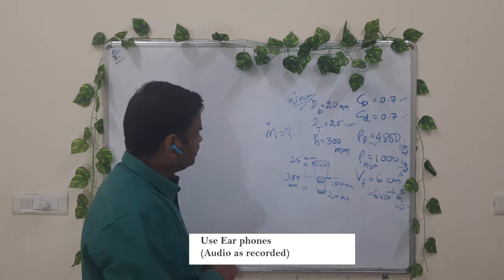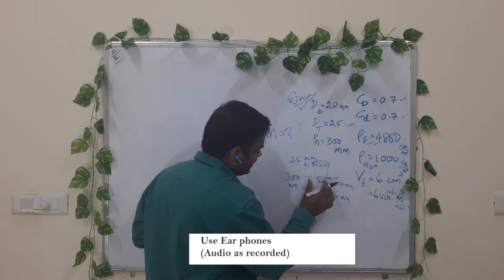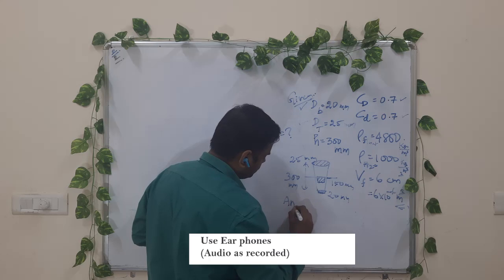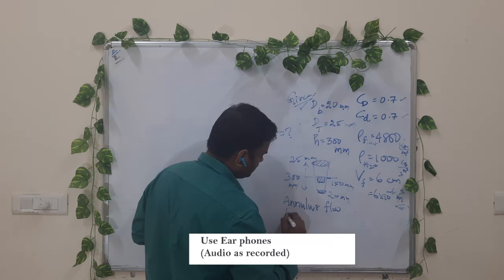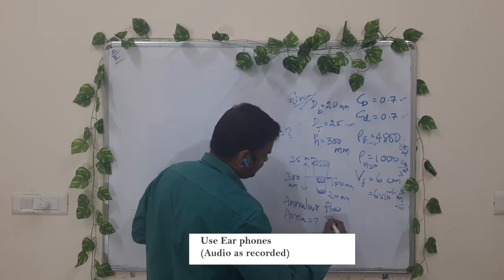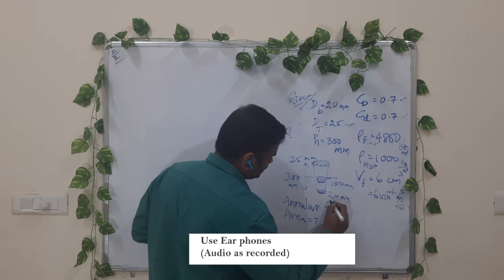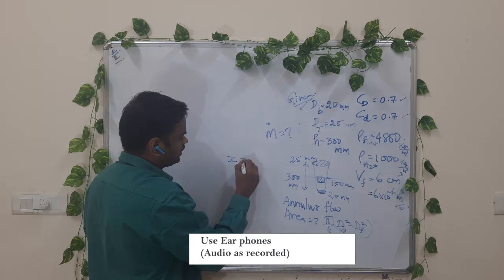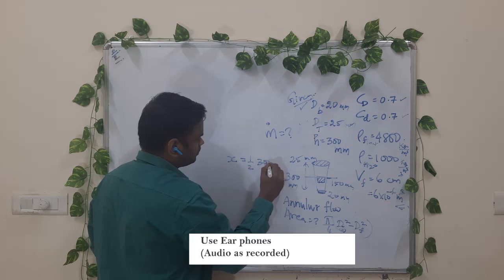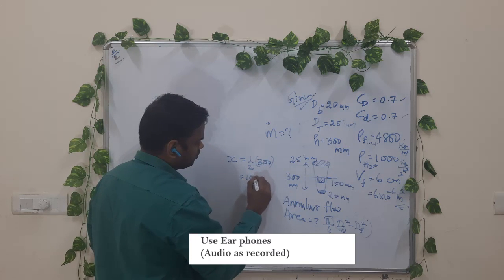Now, why is this data given? We should know what the annular flow area is. In this annular flow, what is the cross-section area? For that we should know pi by 4 into the diameter of the tube at this location squared minus the diameter of the float squared. So what is the diameter at a particular location x? It is given as half height, so x equals half of 300 mm, that is, 150 mm.